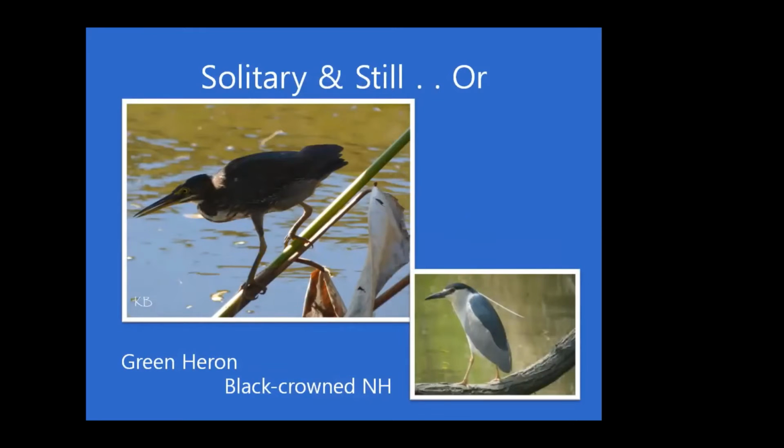So the hunters around the pond, they divide it by the time of day. The green heron is going to be our daytime hunter. They have very similar hunting techniques, but they have divided the time of day: green heron in the daytime, the black-crowned night heron at night.